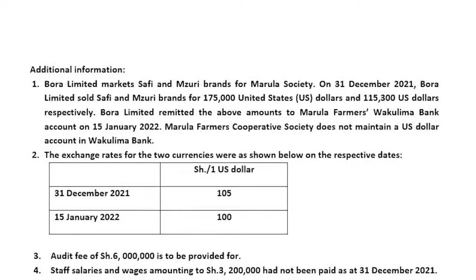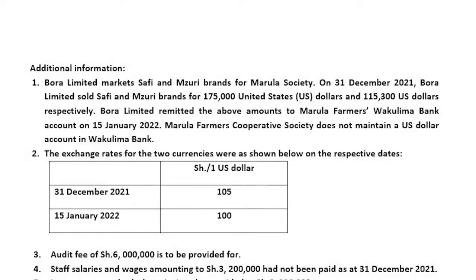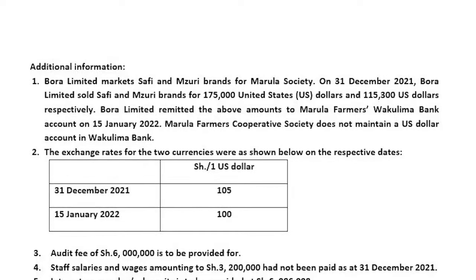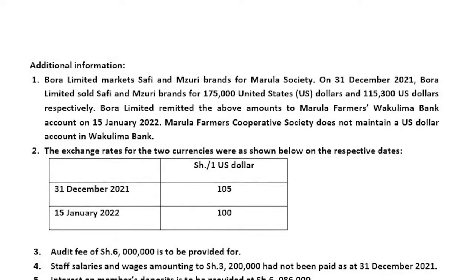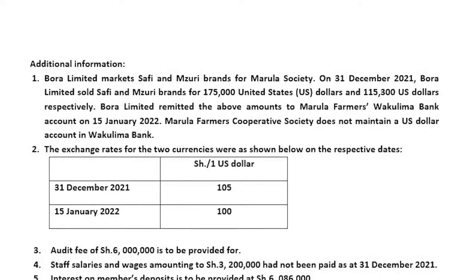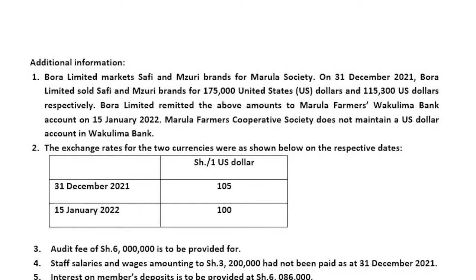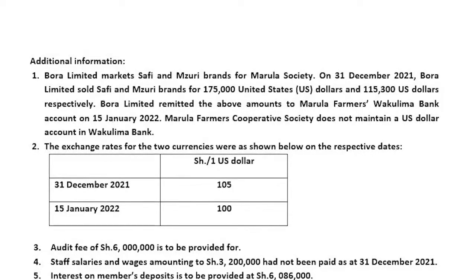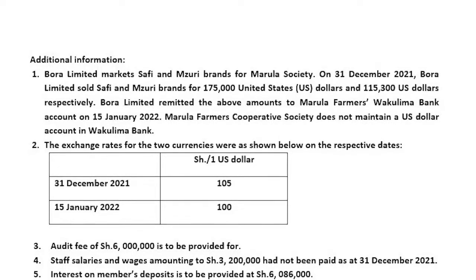So as far as that information is concerned, it is important to note that this company, which is called Bora Limited, which you're told markets Safi and Mzuri brands on behalf of the cooperative society, is like an agency. This is just like KTDA, which is responsible for marketing and selling tea on behalf of various tea factories. So once KTDA sells tea, it remits the money to the bank account of various tea factories, which will be able now to pay their farmers.